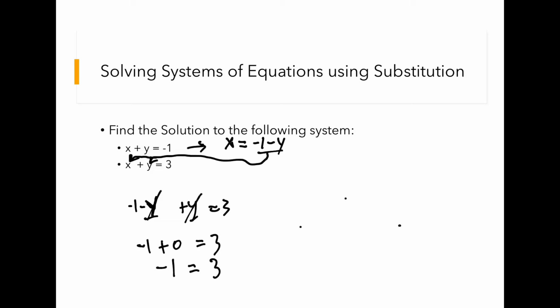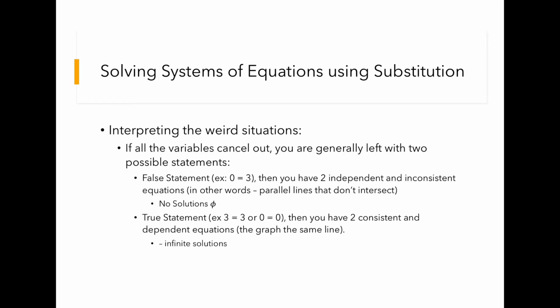So unfortunately, what happened here is my y values disappeared. And I'm left with this statement that negative 1 is equal to 3, which we know is not a true statement. That's a false statement. What does that tell me about my solutions? This is one of those weird scenarios that occur. Since they're kind of different and weird, I call them the weird scenarios or weird situations. And basically the weird situations happen when all the variables cancel out. And we're generally left with one of two possible scenarios.